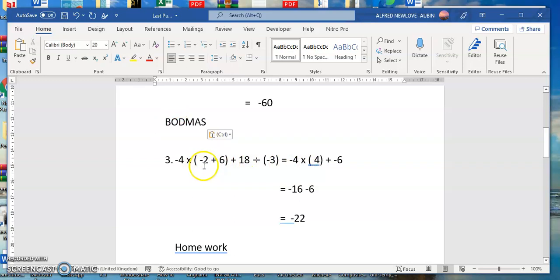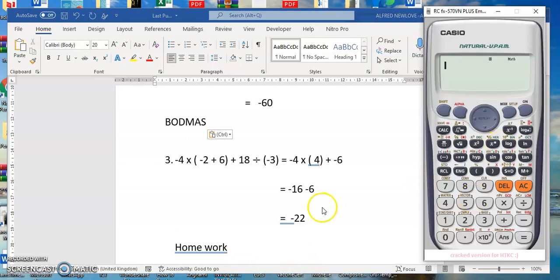Then I'm going to deal with the one in the bracket. That is minus 2 plus 6, what is it? 4. Okay. Let's see. So minus 2 plus 6 gives us what? 4. Alright. Then I have my plus minus 6. How did I get a minus 6? I'm going to deal with the division, because multiplication comes, then division. So we are going to deal with the division here.